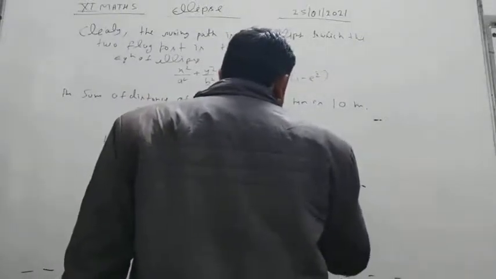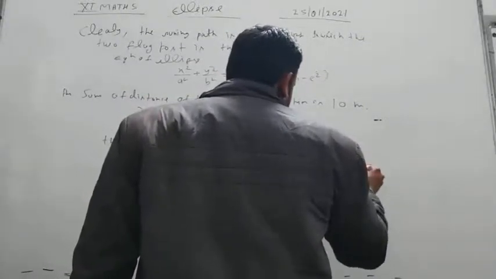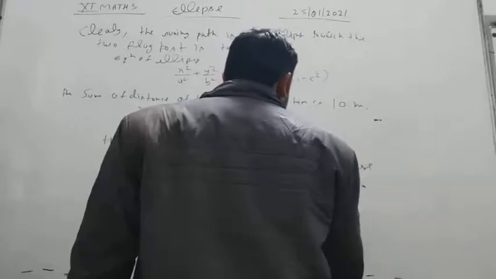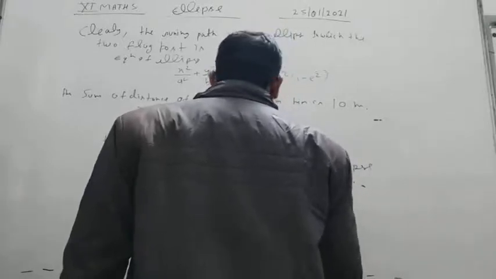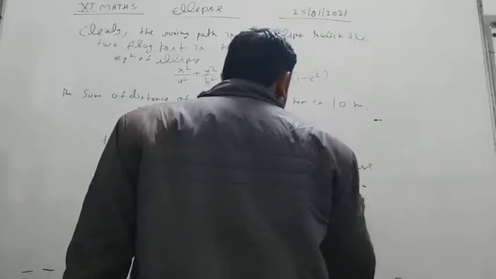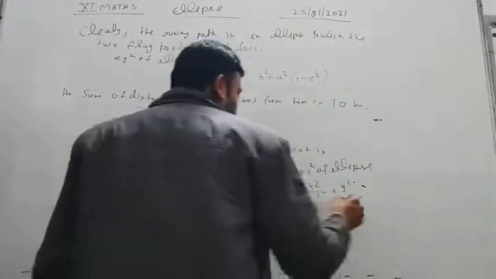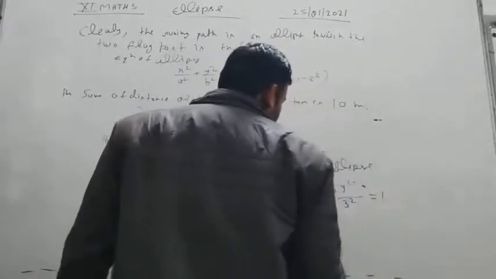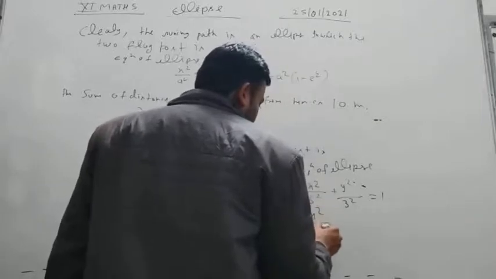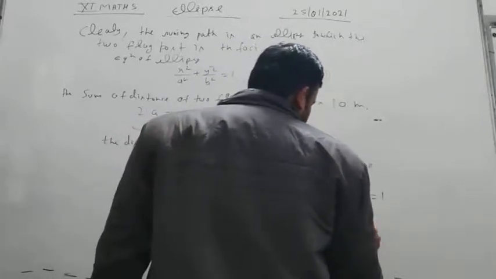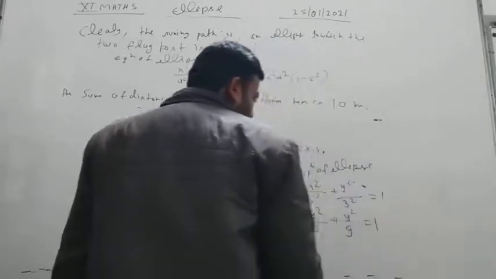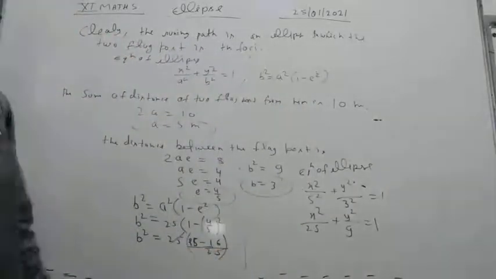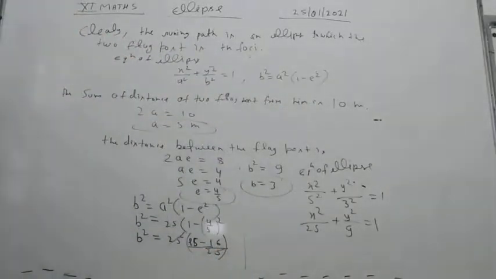Now the equation of the ellipse is x square by a square, so this is 5 square, y square by b square, so this is 3 square, is equal to 1. So x square by 25 plus y square by 9 is equal to 1. Okay student, so this will be the required equation of the ellipse which we have to find out.